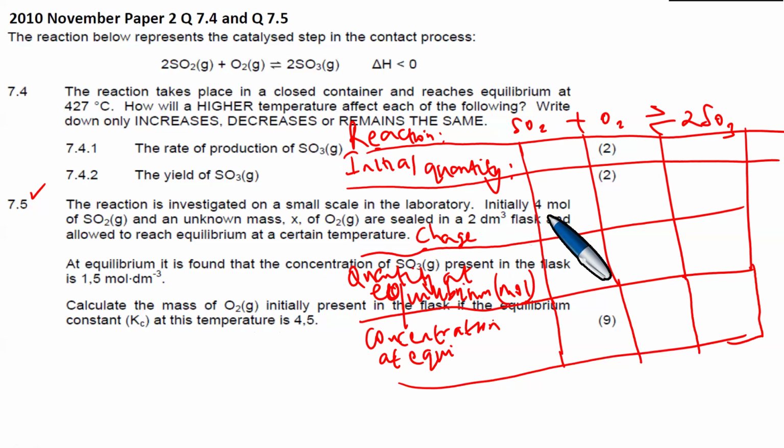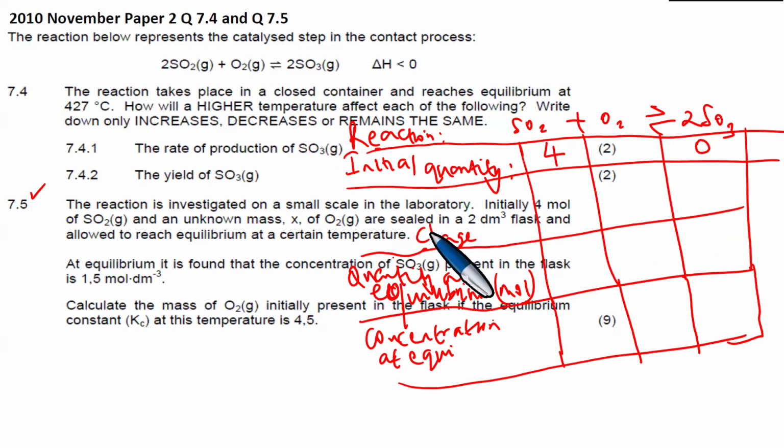Initially you have 4 moles of SO2. SO2, we have 4 moles initially. And an unknown mass X of oxygen are sealed in this particular 2 cubic decimeter flask. We're starting with that. And in the end there, you have 0 here.